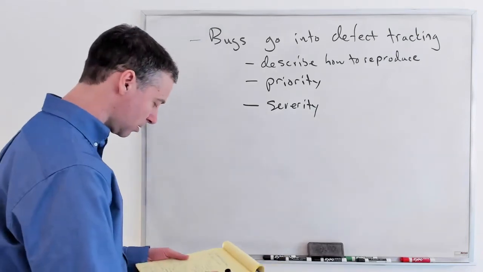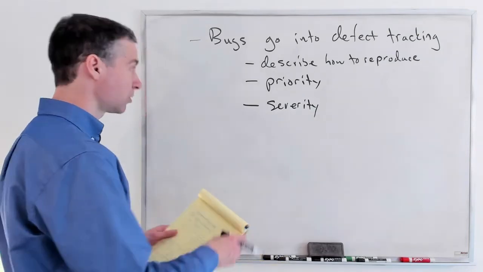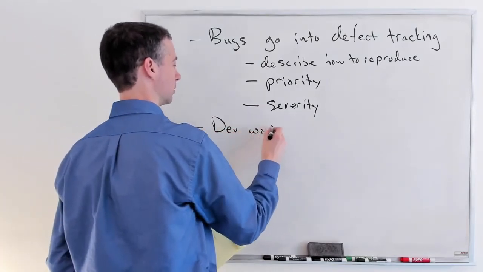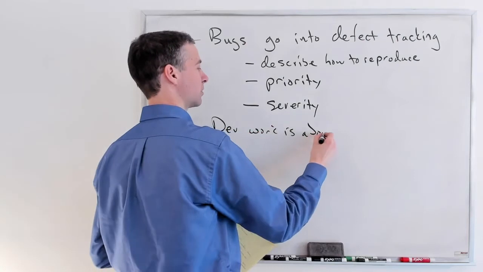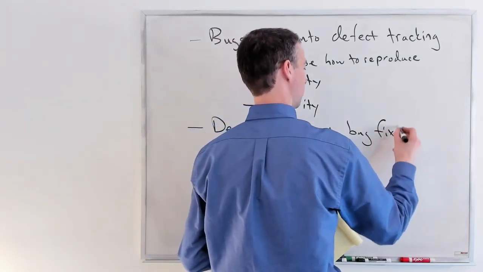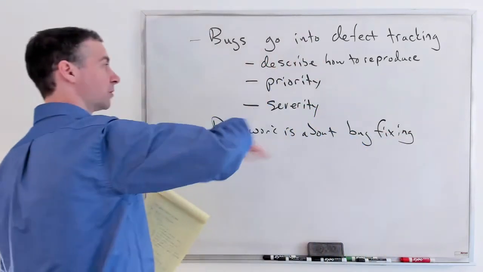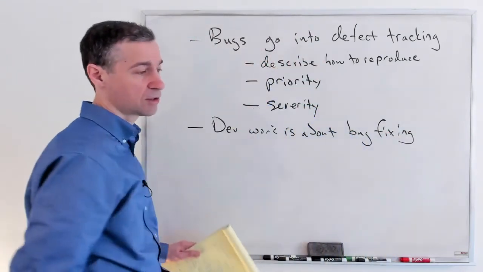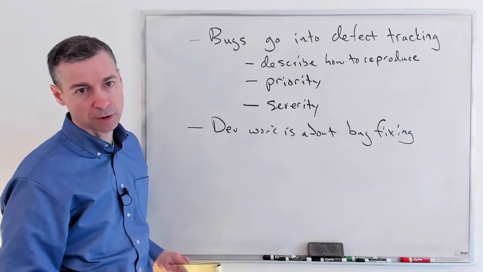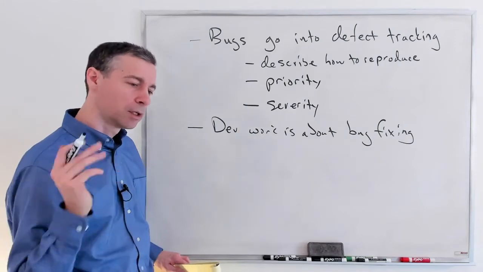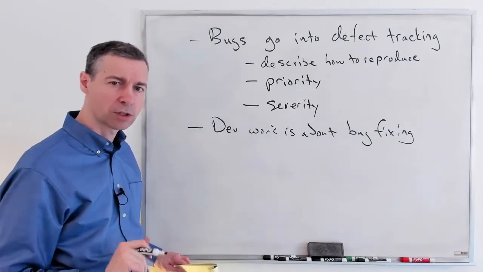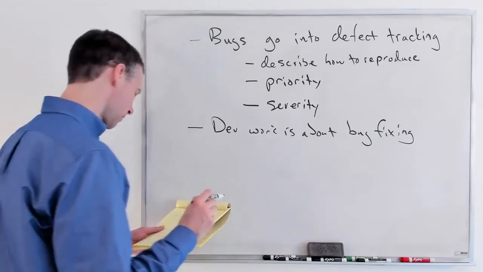Dev work now is about fixing bugs. After your code complete, you're spending all your time bug fixing as people are finding bugs and putting them in. Your day is spent going to the defect tracker, pulling up the next highest priority bug, and saying, yeah, I'll work on that. You work on it, you submit a fix, and then someone checks and verifies: did you really fix the bug?